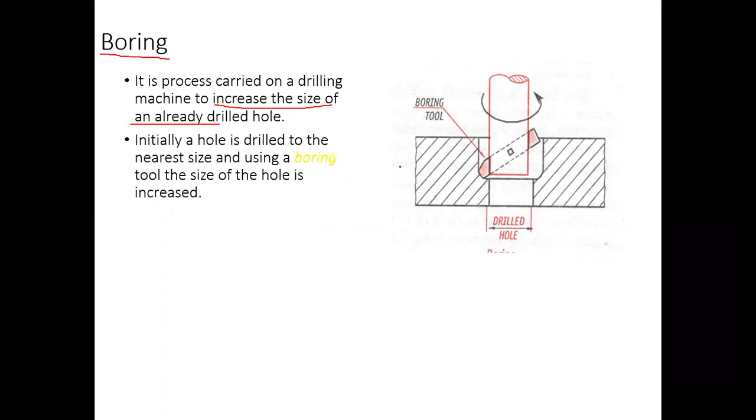Initially a 10 mm hole is there. The 10 mm hole we can make 12 mm or 15 mm, or even a higher size. So the initial hole is drilled to the nearest size, and using a boring tool the size of the hole is increased. Initially drilling is done by the drill bit, and then whatever the size is there, using the boring tool you increase the size of the hole.